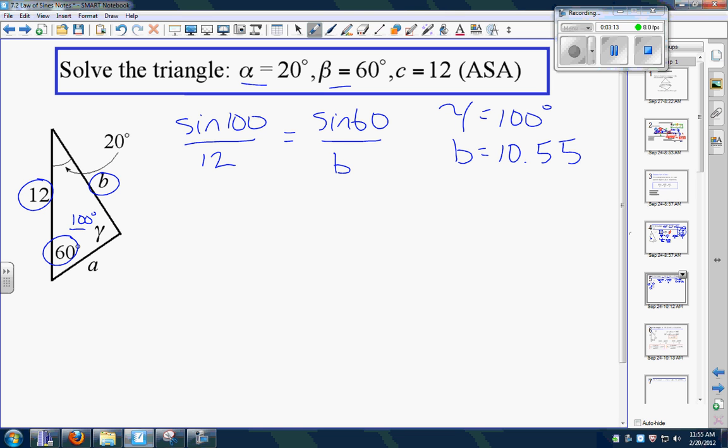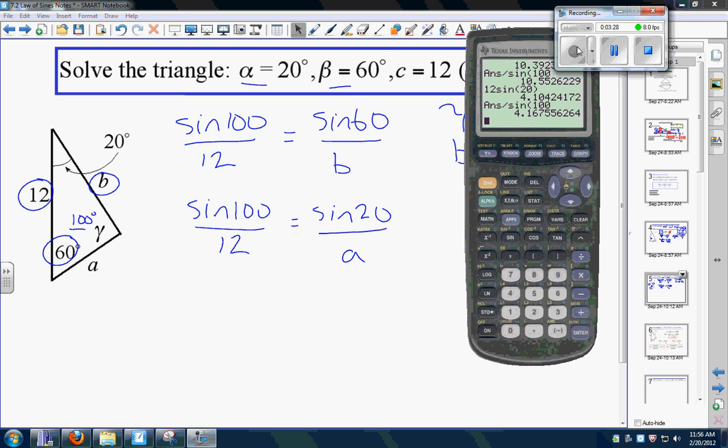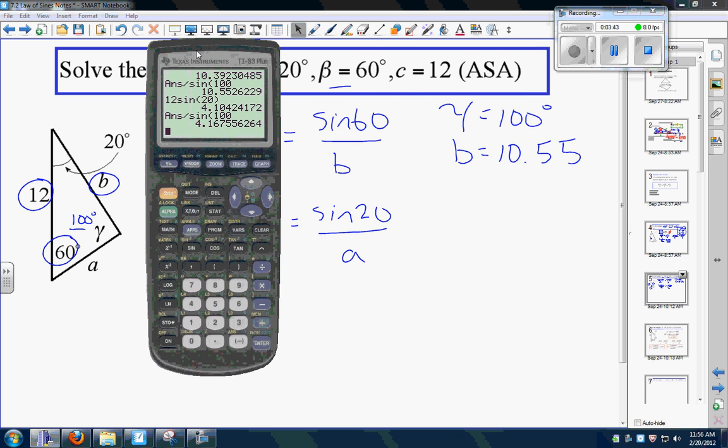Okay, last thing we need now is to find side A. So I'm going to keep the same thing that I did before with C and C here. Now I'm just going to shift it to A. So you guys can see the work over there in the calculator. Make sure you understand what I'm doing. Just a simple algebra 1 problem there. So 12 times sine of 20, and then divide that guy by sine of 100. A comes out to 4.17.